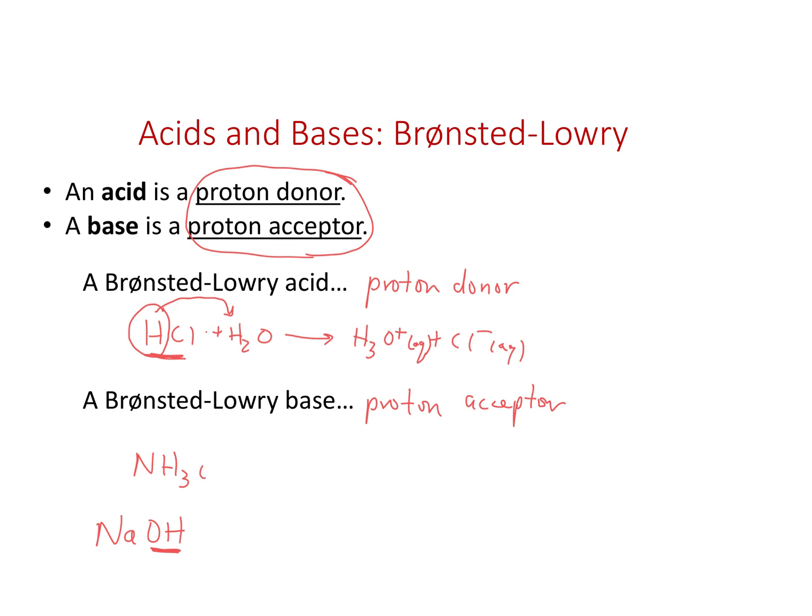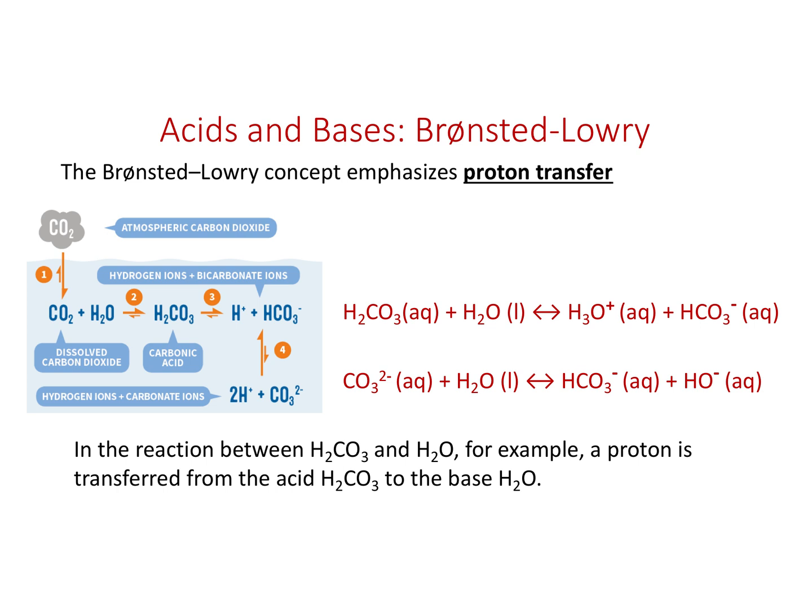Ammonia is also a base because when it reacts with water, ammonia is going to be a proton acceptor, so it's going to take a proton from water. So the product of that reaction is ammonium, NH4+, and because water lost a proton, the other product of that reaction is hydroxide. So in this case, we still generate hydroxide in solution, but we're instead focusing on the transfer of protons.